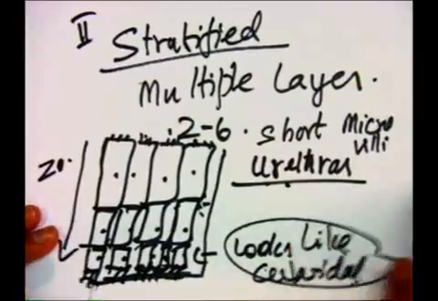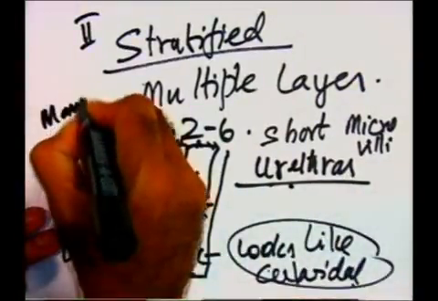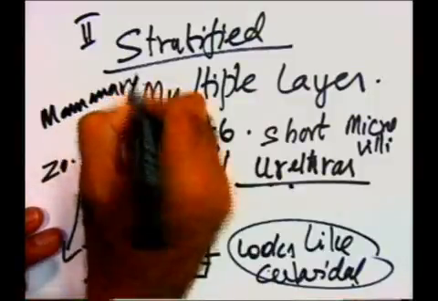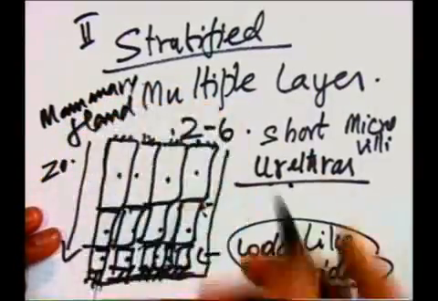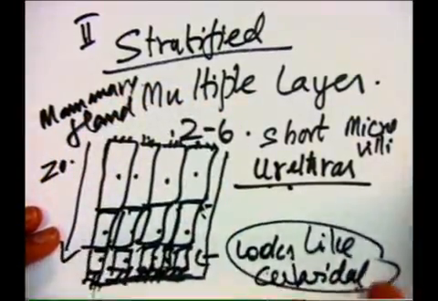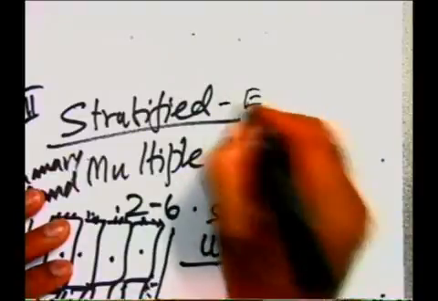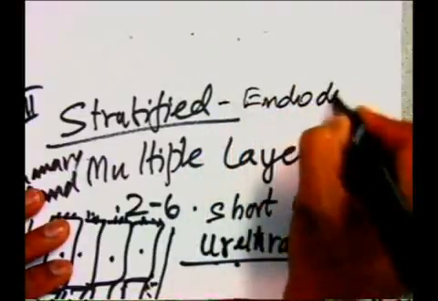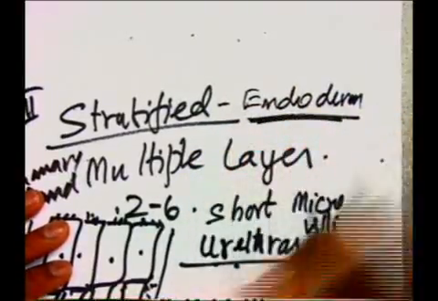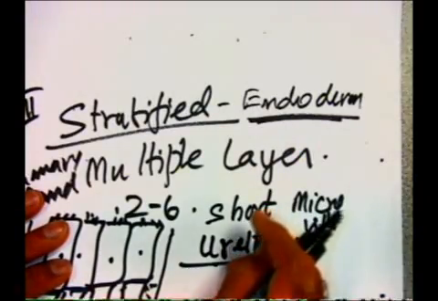and also it's present in the mammary gland. In the mammary gland you find the stratified epithelium. And the embryonic origin for the stratified epithelium is mainly from, I write it here, endoderm. Embryonic origin from endoderm. Okay.